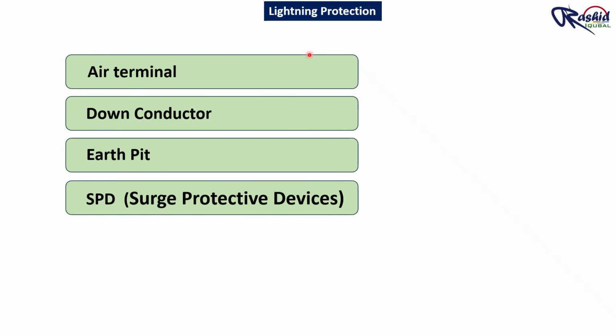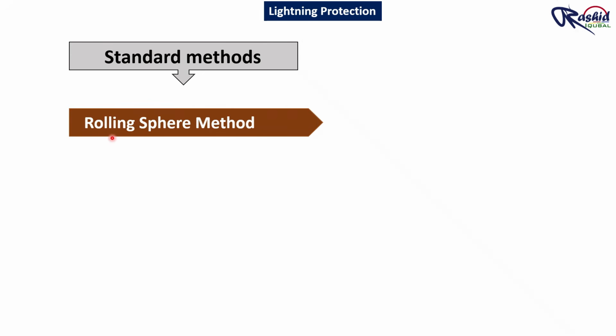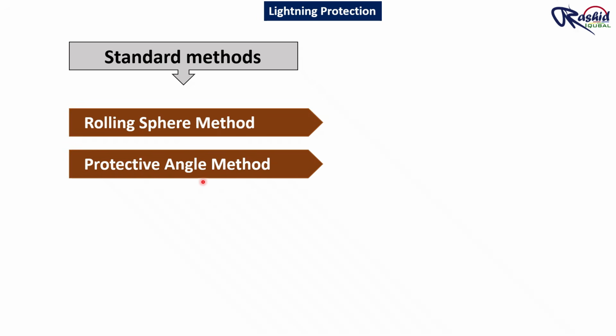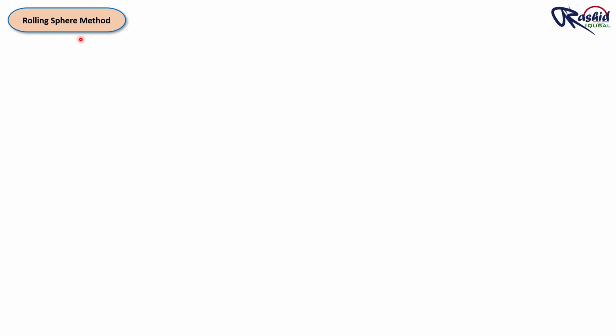Now we will learn how to design a lightning protection system. There are three standard methods we use. I will explain them one by one through a simple diagram. The first one is the rolling sphere method. Second one, protective angle method. And the third method is the mesh method. So first we will learn about the rolling sphere method.